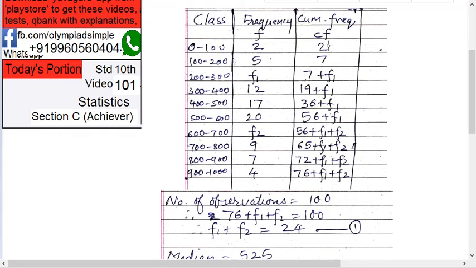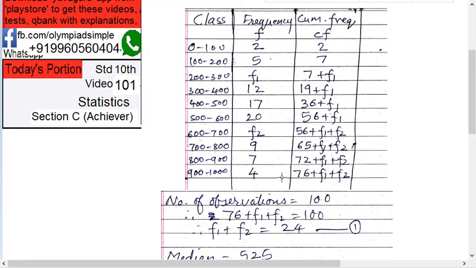So 2 as 2 over here. Here it will be 5 plus 2, 7. Here f1 plus 7. Here 12 plus 7 plus f1, so 19 plus f1. Here 17 plus 19, 36 plus f1. Here 20 plus 36, so 56 plus f1. Here 56 plus f1 plus f2. Here 9 plus 56, 65 plus f1 plus f2. Then 72 plus f1 plus f2, and last 76 plus f1 plus f2.